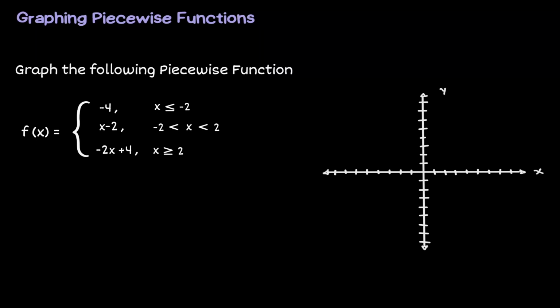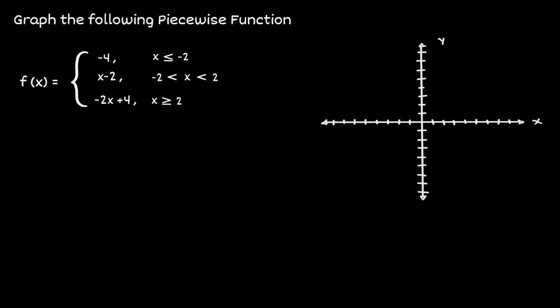Welcome. Let's discuss how we can graph piecewise functions. Here we have a function which is called f of x, and this function is made out of three different little functions. The first function is displayed in our first line. Our second function is displayed in the second line, and the third function is displayed in the third line. So if we want to graph f of x, we have to graph one line at a time.